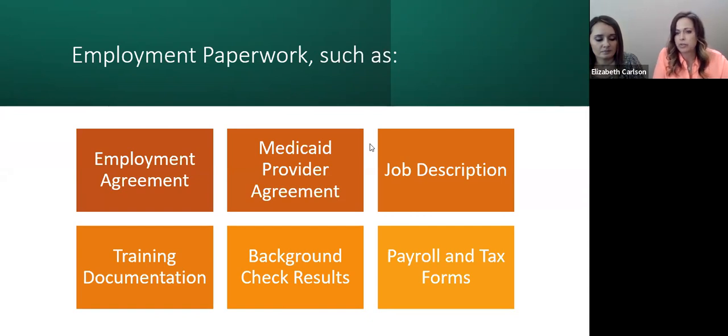And then the payroll and tax forms, that's paperwork that allows us to work on behalf of the client or the employer. So we can talk to the IRS, we can process and pay the taxes, and that kind of paperwork.